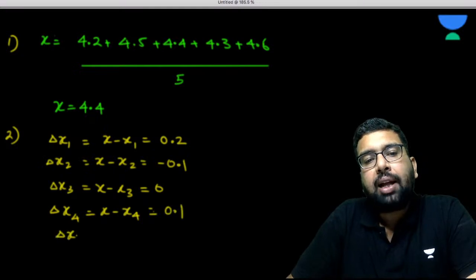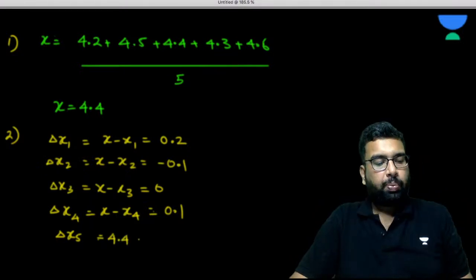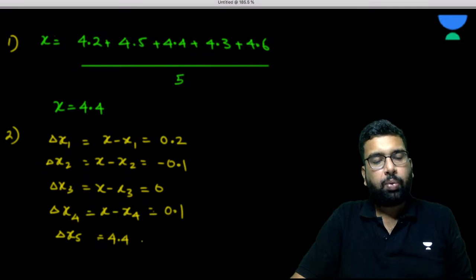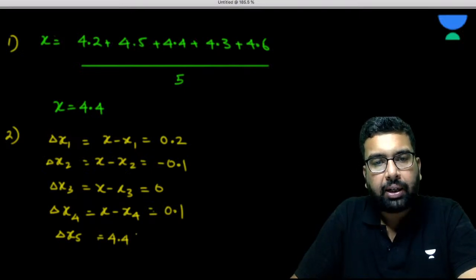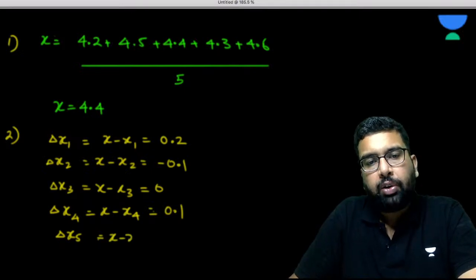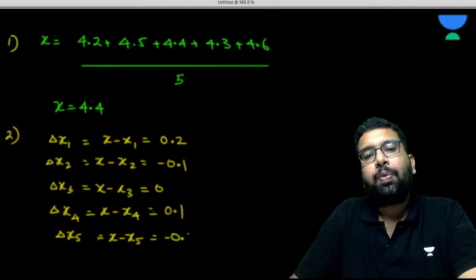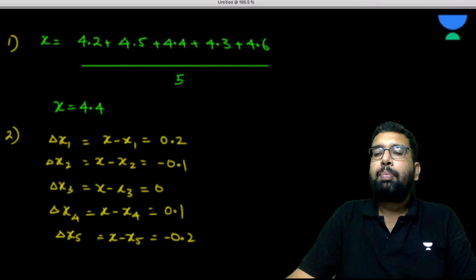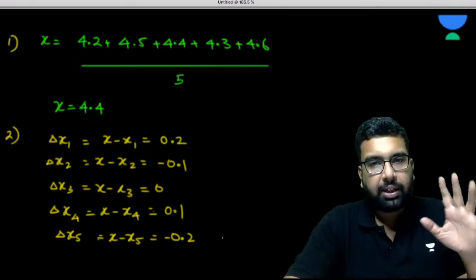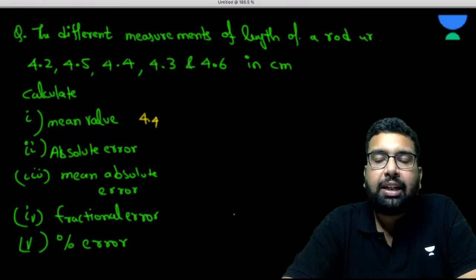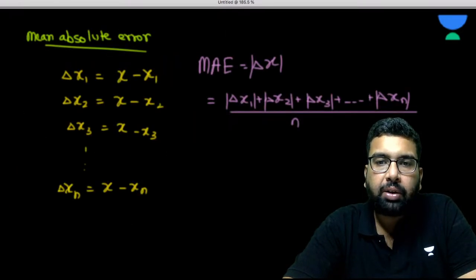And then we have delta x5, which is going to be 4.4 minus 4.6. I'll write x minus x5. So we are getting minus 0.2. Now please remember this. This is the absolute error you have found for each of the measurements.